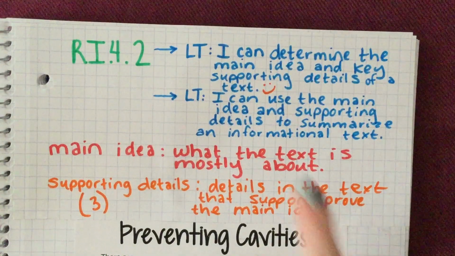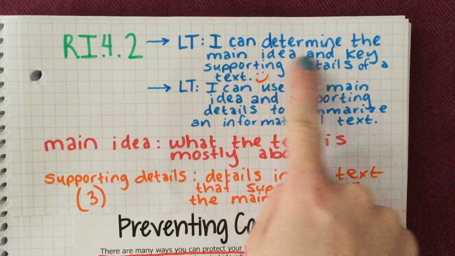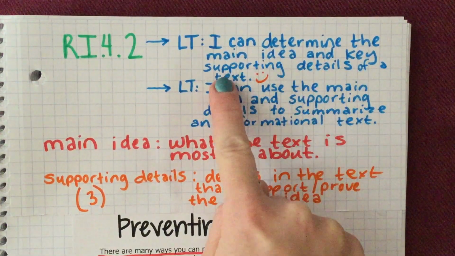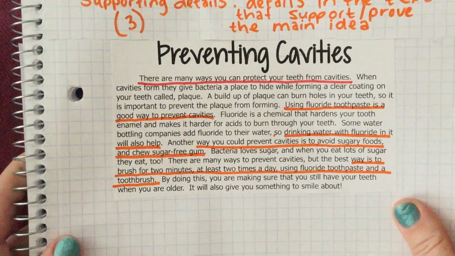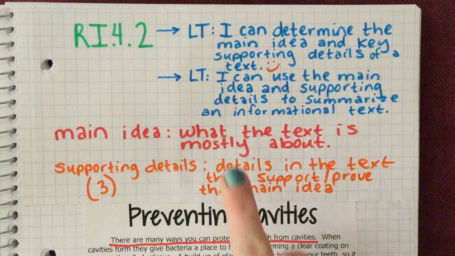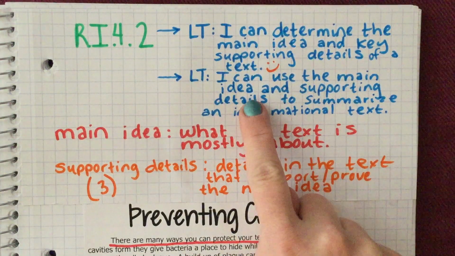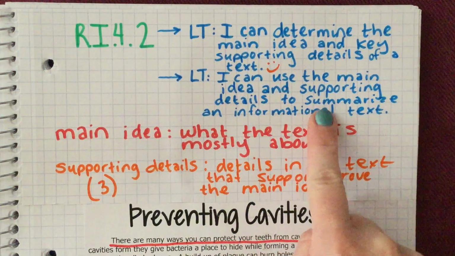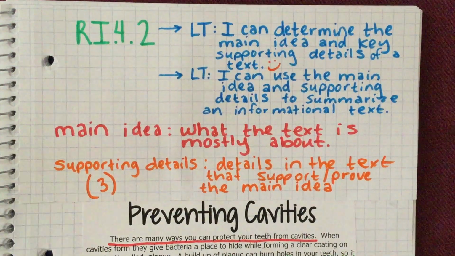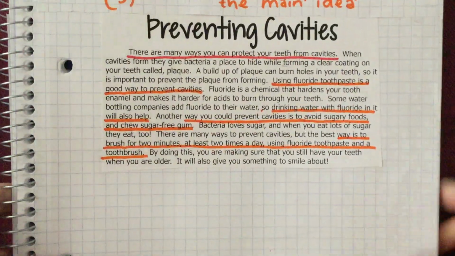So, did we meet our first target? I can determine the main idea and key supporting details of a text. Sure did. Boom, nailed it. So let's look at our second one. I can use the main idea and supporting details to summarize an informational text. That is what we're going to work on right now.